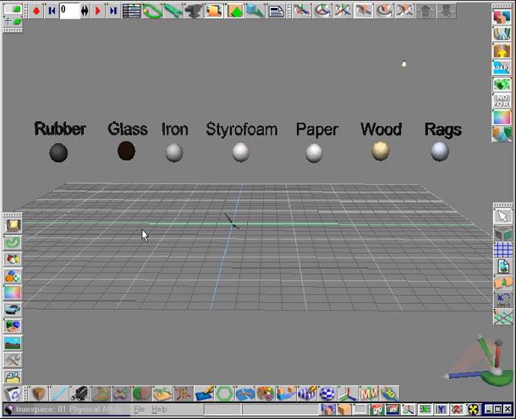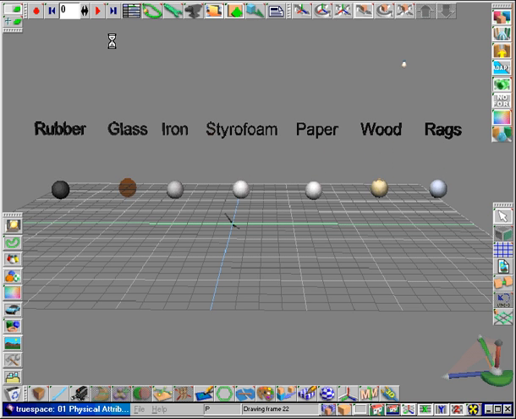Here we have a scene set up with different attributes assigned to spheres. When the simulation is run, you'll begin to see how they differ from each other. See how each one bounces differently? This is because of the differences in the attributes. These attributes go beyond just bouncing too.